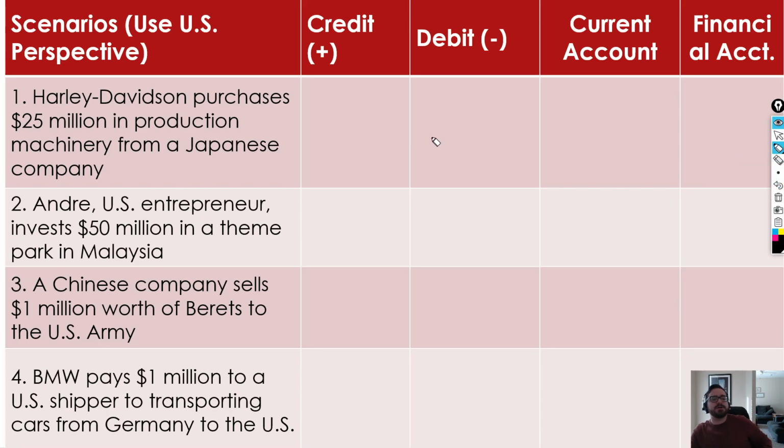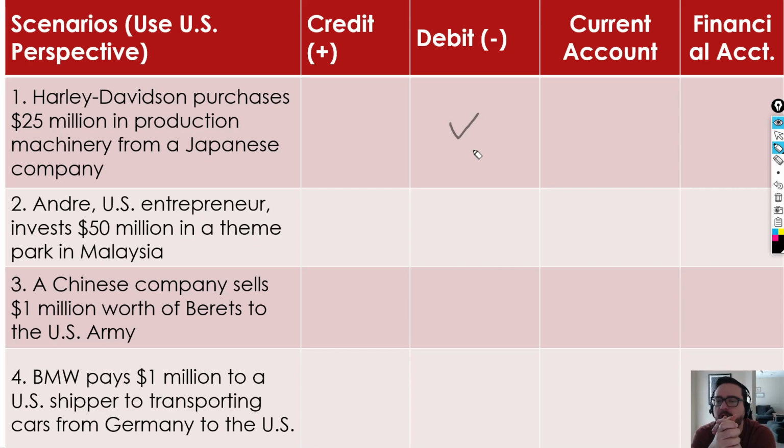Okay. So first scenario. I'm going to go through them, so pause if you want to try them yourself first. First scenario: Harley-Davidson, an American company, the bike company, purchases $25 million in production machinery from a Japanese company. Okay, credit or debit? Is money coming into or leaving our economy? Well, they're buying $25 million in machinery from a Japanese company, so money is going from Harley-Davidson to the Japanese company, so money is leaving America. That's a debit.